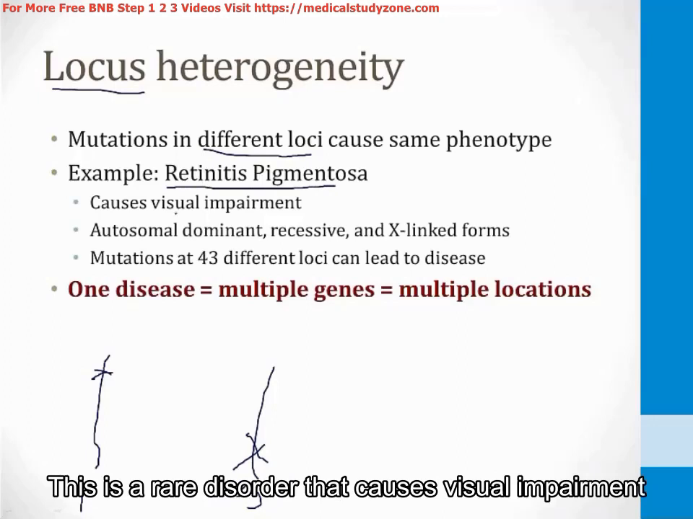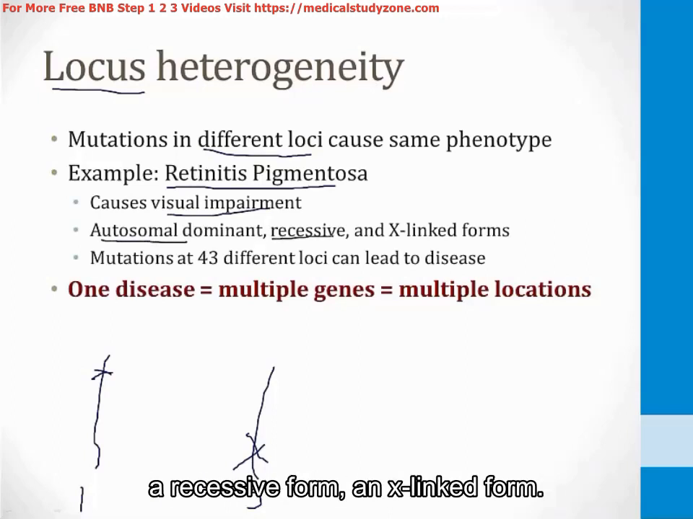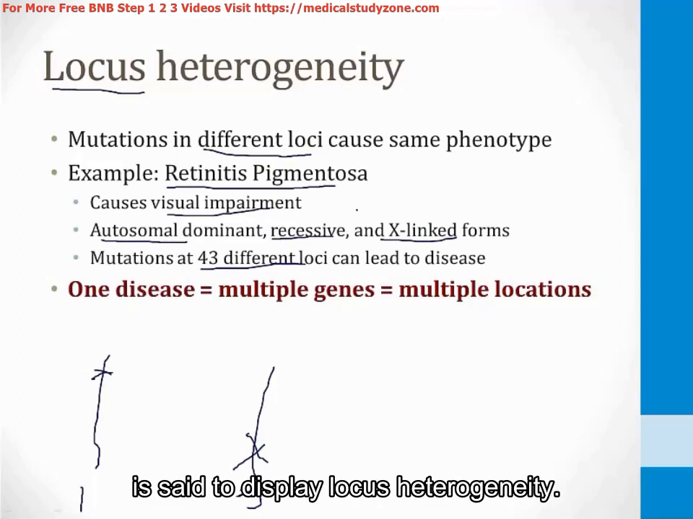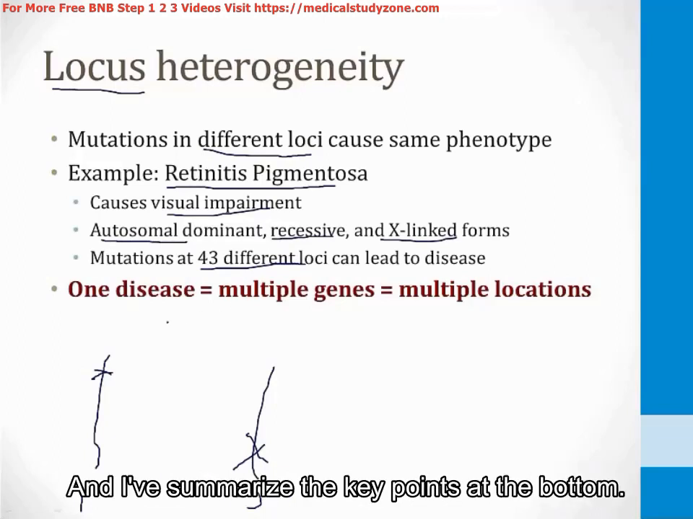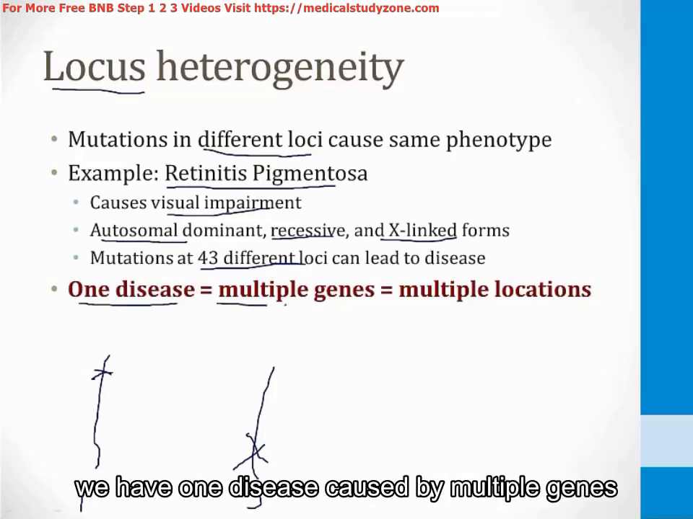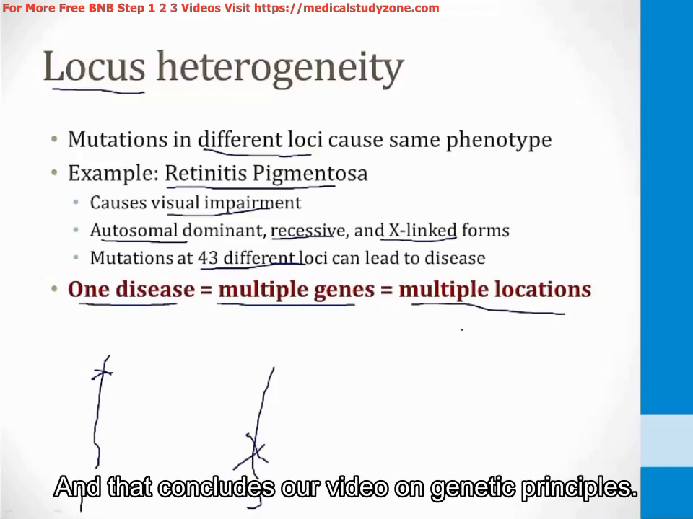And one example of this in clinical practice is retinitis pigmentosa. This is a rare disorder that causes visual impairment, and there are many different forms of this disorder. There's an autosomal dominant form, a recessive form, an X-linked form. It turns out that mutations at 43 different loci on chromosomes can all lead to this disease. Therefore, retinitis pigmentosa is said to display locus heterogeneity. And I've summarized the key points at the bottom. In locus heterogeneity, we have one disease caused by multiple genes at multiple different locations on chromosomes. And that concludes our video on genetic principles.